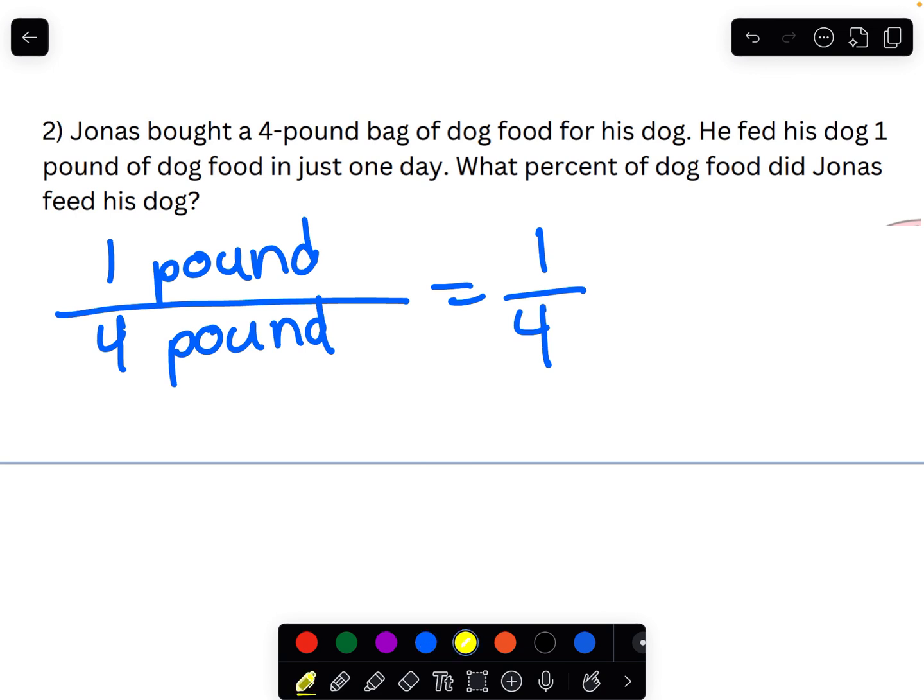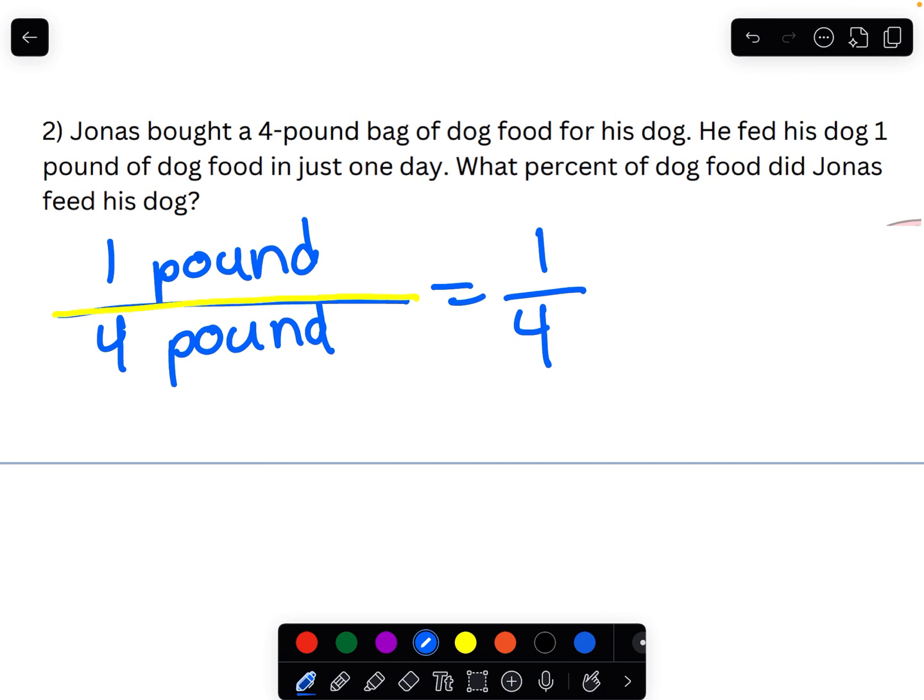So 1 out of 4. Now remember, this fraction bar, which can also be a division bar, is synonymous with the language of "out of." He fed his dog 1 pound out of 4 pounds of dog food. And it's important to understand that step.